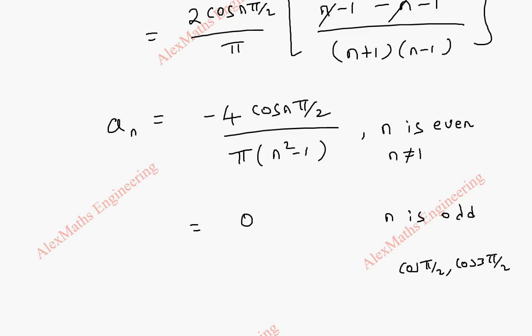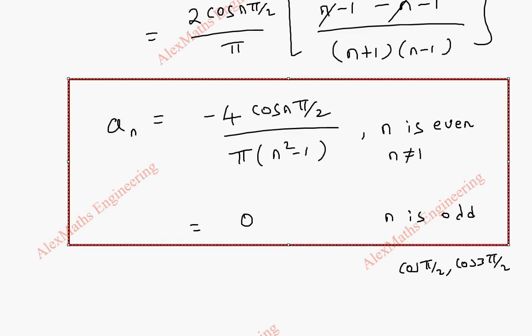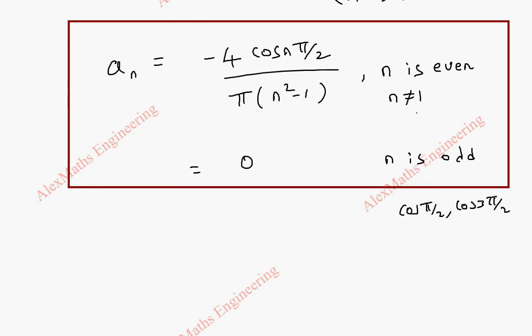So we have to find a1 separately, since there is a denominator n square minus 1, and when n is 1 here, the denominator becomes 0 and an does not exist. So this is applicable when n is not equal to 1. For that purpose, we have to find a1 separately, which is 2 by pi integral 0 to pi f of x into cos nx, but n is 1, so cos x dx.